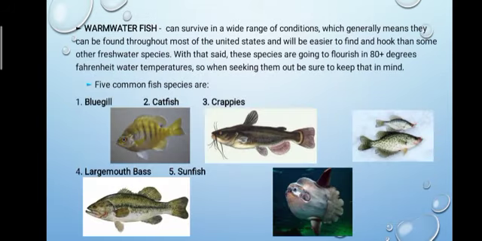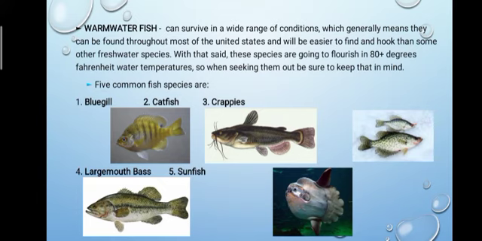Next slide is about the third common freshwater species. It is the warm water fish. It can survive in a wide range of conditions, which generally means they can be found throughout most of the United States and will be easier to find and hook than some other freshwater species. With that said, these species are going to flourish in 80 plus degrees Fahrenheit water temperatures. So when seeking them out, be sure to keep that in mind.